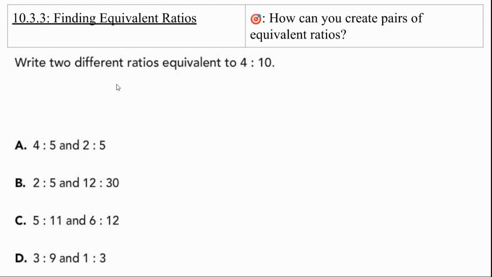Write 2 different ratios equivalent to 4 to 10. So you're going to take the 4 to 10 and test it against each of these pairs of ratios. Take a little bit of time and make sure you've checked them all.